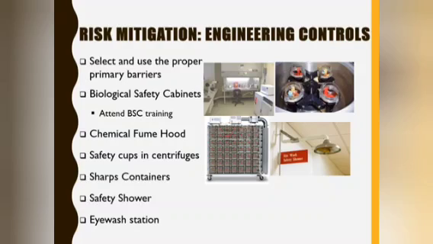Examples of engineering controls for risk mitigation: selection and use of proper primary barriers, biological safety cabinets, chemical fume hood, safety cups in centrifuges, sharps container, safety shower, and eye wash station.